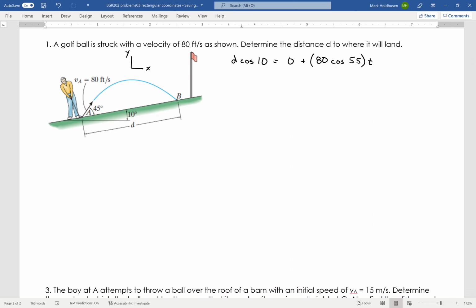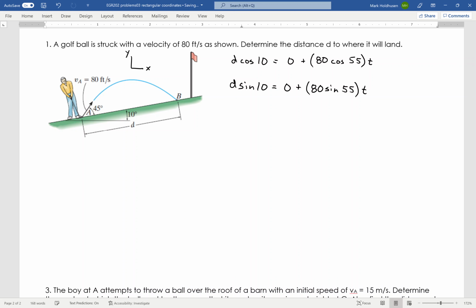So the next thing I need to do is figure out what's going on with that time. I need another equation that has time in it. Okay, and what I'm going to use, because again, I'm dealing with positions here, and I'm trying to figure out kind of where it lands, is I'm going to use the vertical position equation as well, where my final position is going to be d sine of 10. My initial position is 0. My initial launch velocity is going to be 80 sine of 55 times t.